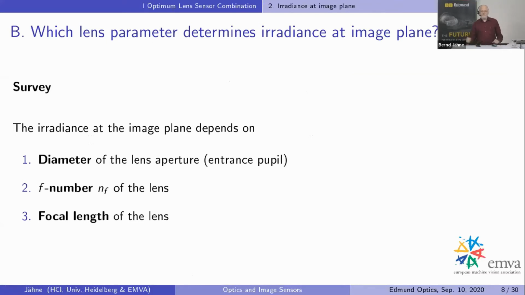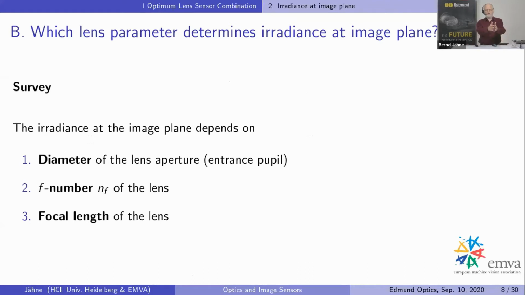But now the next question, and we come now from the camera to the lens, is how much actually irradiance do we get at the image plane? And what parameter of the lens basically determines this? So the question now with the second survey is: the radiance at the image plane depends on what parameter?